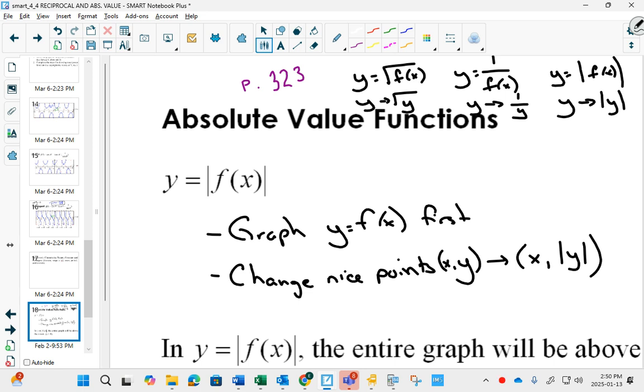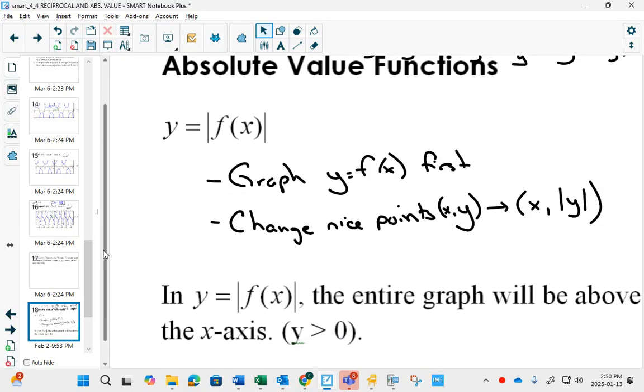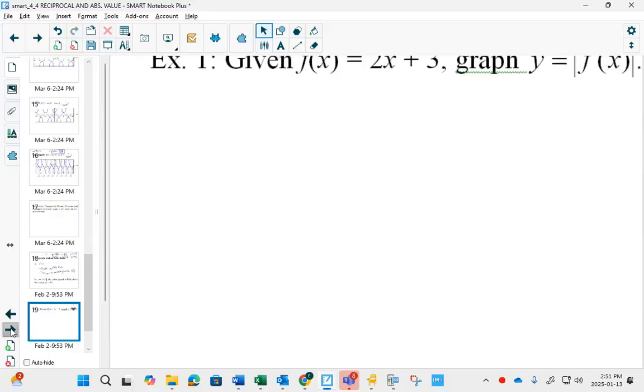and there's some very nice and easy patterns that happen with this. So we're going to look at those patterns. And this is our last topic. Does it make sense that if you did the absolute value of f of x, if all the y values are changing to the absolute value of y, that your entire graph will be above the x-axis? Yep. Okay. So here's our first example, okay?